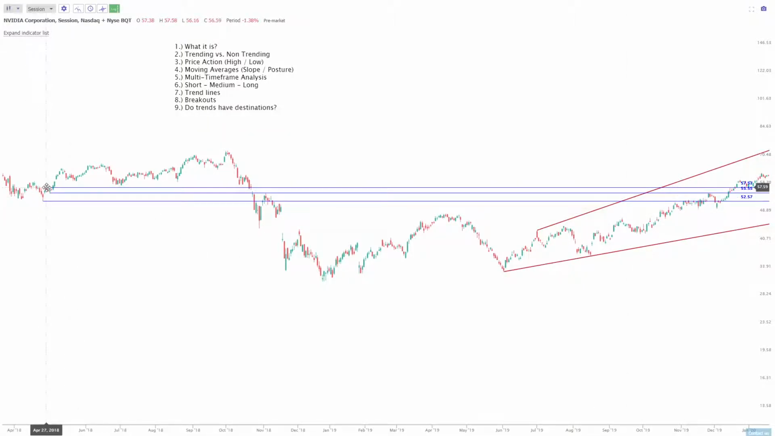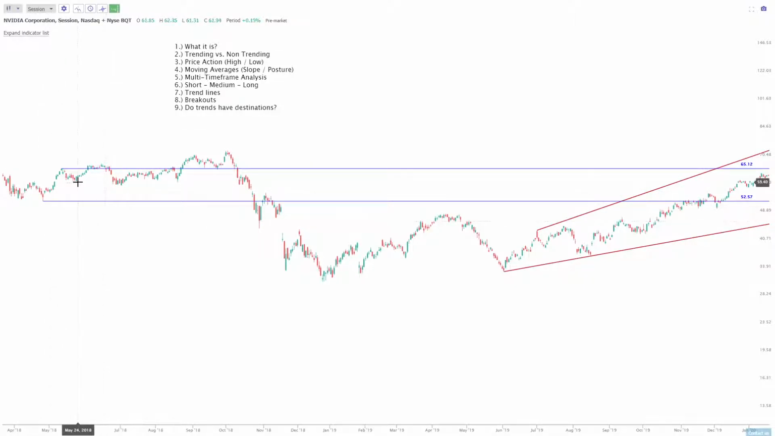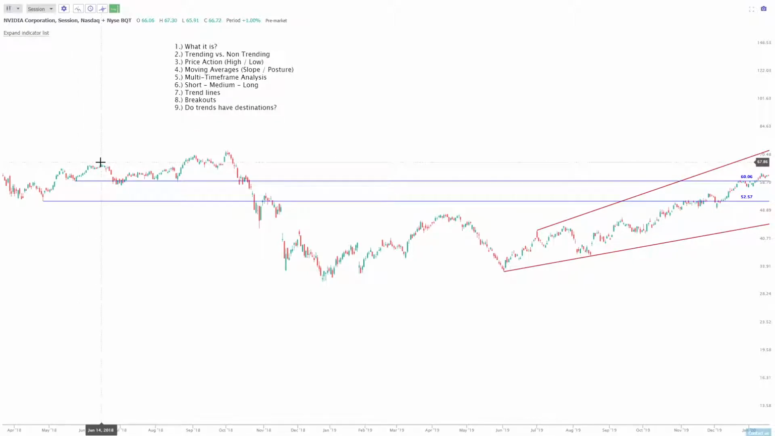Price comes in, puts in a high at 57, pulls back, puts in a higher low at 55, then breaks the 57, right? High, low, higher high. Pulls back, puts in a higher low at 60. So here's our low, and then ultimately puts in another high here. But then what happens? Breaks the pattern.